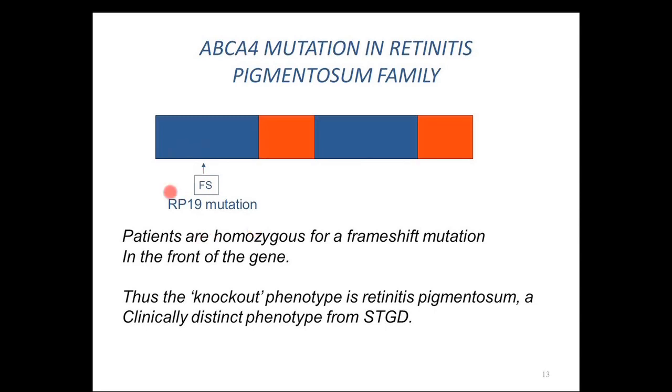And they did, and they found that those individuals each inherited 2 defective copies of the same frameshift mutation, which basically caused the protein to be disrupted right at the front, completely knocking out the function of the gene in both copies. And so we came to the conclusion, well, if you completely knocked out all function of ABCA4, you did not get Stargardt disease, but you got another eye disease, retinitis pigmentosa.